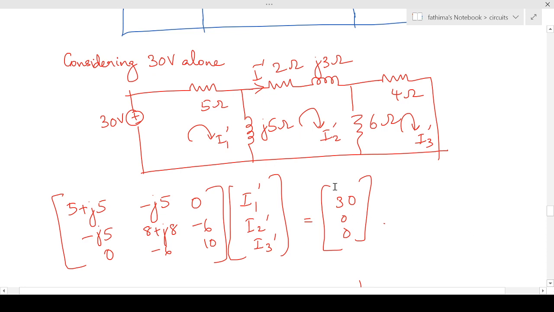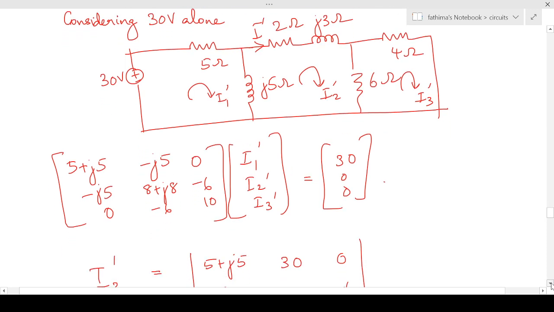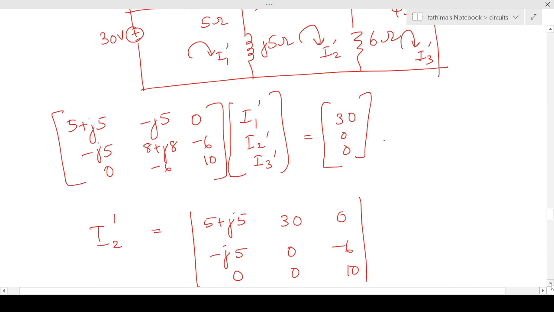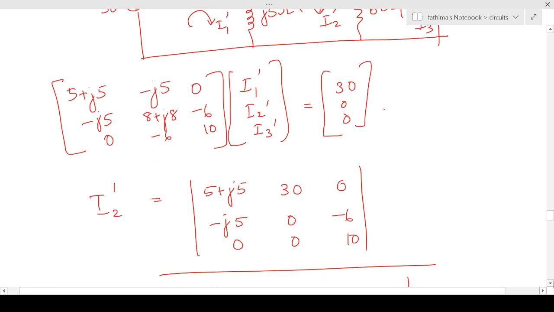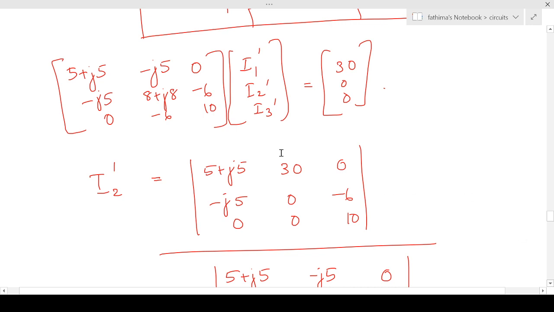Now our aim is to find the current I2 dash. The current I dash will be equal to I2 dash, so we have to find I2 dash. In order to find I2 dash, we can use Cramer's rule. That is delta 2 by delta. Delta 2 is obtained by replacing the second column of this matrix with the right hand side matrix. This is in the form Ax is equal to B, so we are replacing the second column with the B matrix.